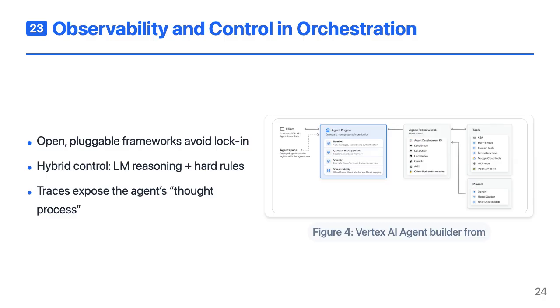It must support hybrid control, where the non-deterministic reasoning of the model is constrained by hard-coded business rules. And it must be highly observable. Since you can't set a breakpoint inside the model's head, you rely on traces and logs that show prompts, intermediate thoughts, tool calls, parameters, and results. This visibility is essential for debugging, compliance, and continuous improvement.